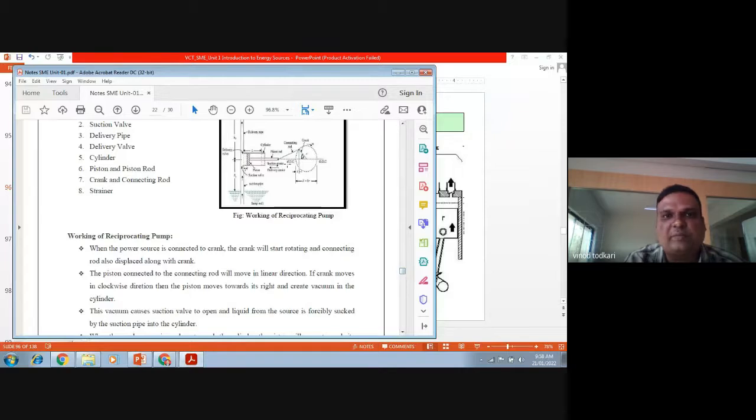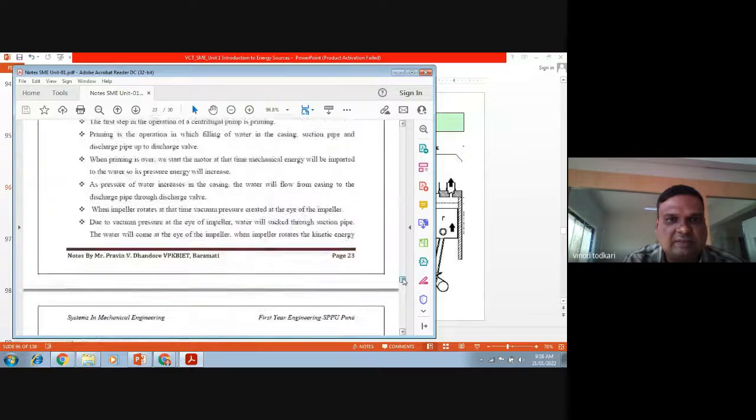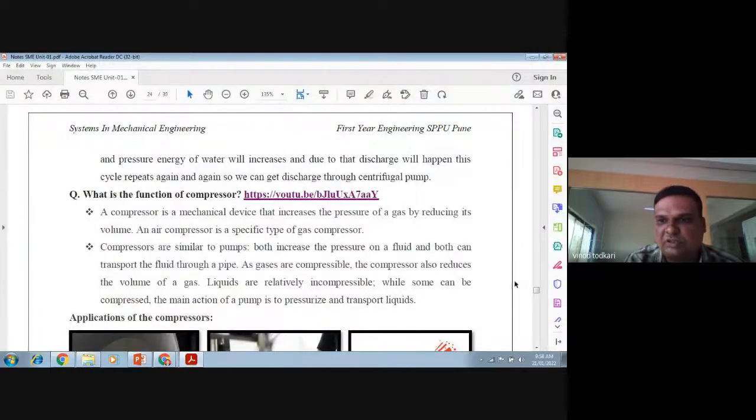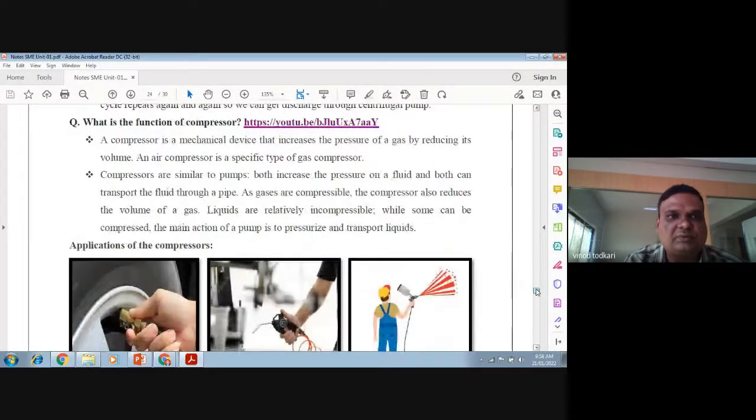See, the working of a reciprocating pump is similar to a reciprocating compressor. Anyway, now we'll see from the exam point of view.